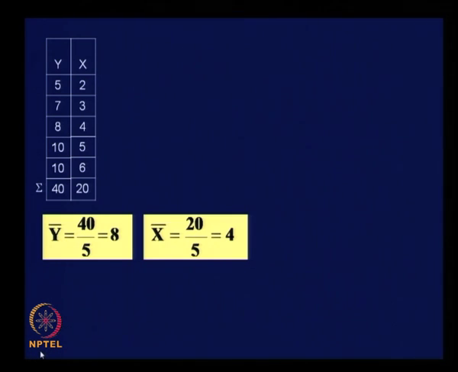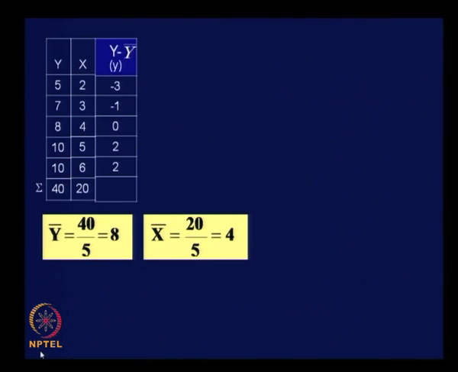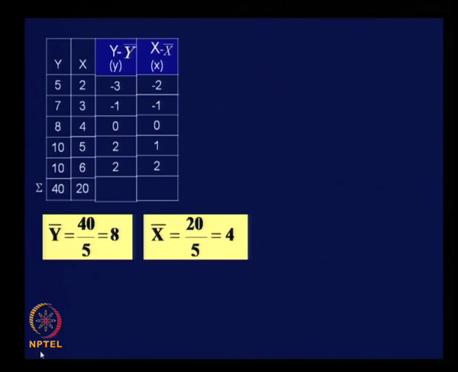Then we can get the values of x minus x bar and y minus y bar, or lowercase x and lowercase y. So y minus y bar, which is small y, is calculated and shown here as minus 3, minus 1, 0, 2 and 2. Similarly, x minus x bar values are calculated as minus 2, minus 1, 0, 1 and 2.